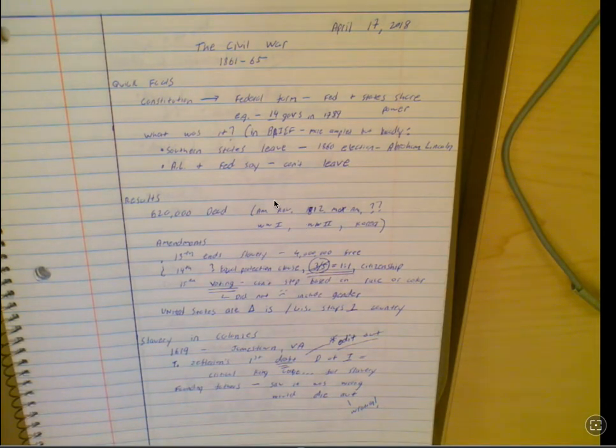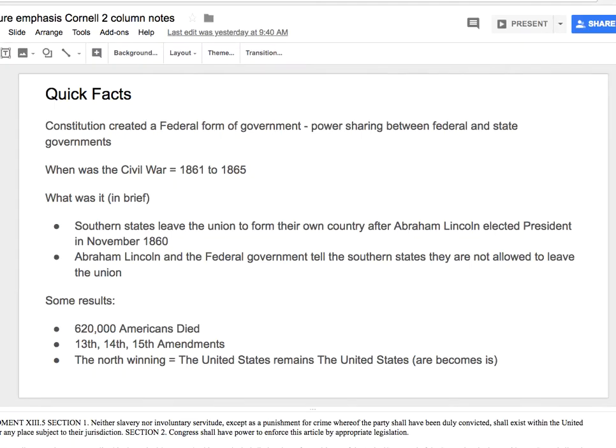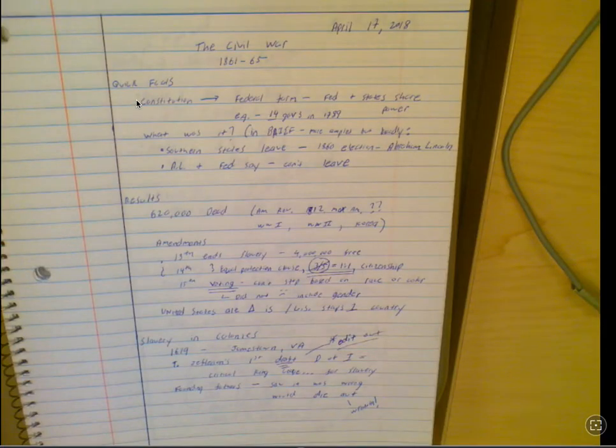How I knew to do that if I were a 7th grade student was by how the teacher designed the lecture and the presentation that went with it. So here the teacher wrote quick facts, and down here some results. So as a student, that clued me in to the structure that the teacher was using, and I incorporated that into how I took notes.